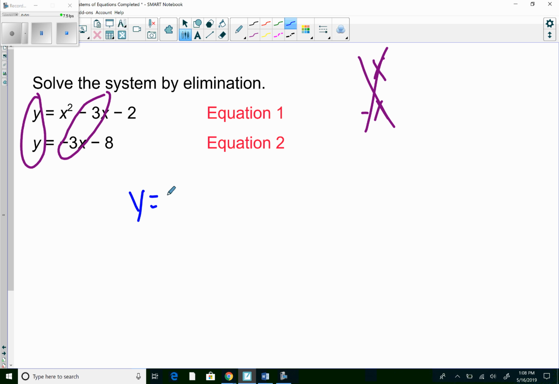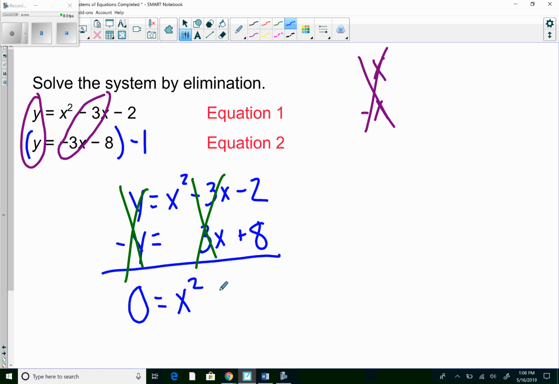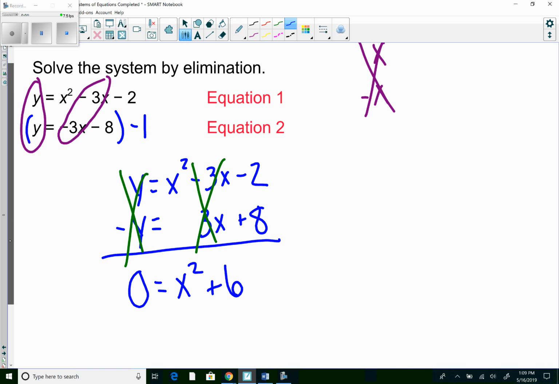What I'm going to do is start by writing out the original. And then I'm going to take this second equation and multiply the whole thing by -1. So this is going to turn into negative y. That's going to be positive 3x, and I'm going to leave a space there because that's not x squared. And then that's positive 8. So now when I add these two equations together, those are going to cancel each other out, and those are going to cancel each other out too. So on the left-hand side, that's going to turn into 0, and that's going to be x squared, and then this is going to be positive 6.